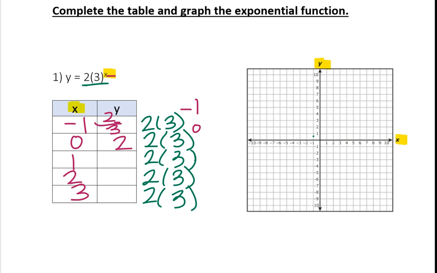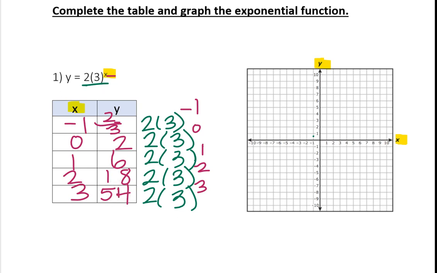My next x value is 1, so my exponent for the next one is 1. When I plug that into my calculator, I get a y value of 6. Next, I have an x value of 2, and I get a y value of 18. And lastly, when I have an exponent of 3, my y value is 54.